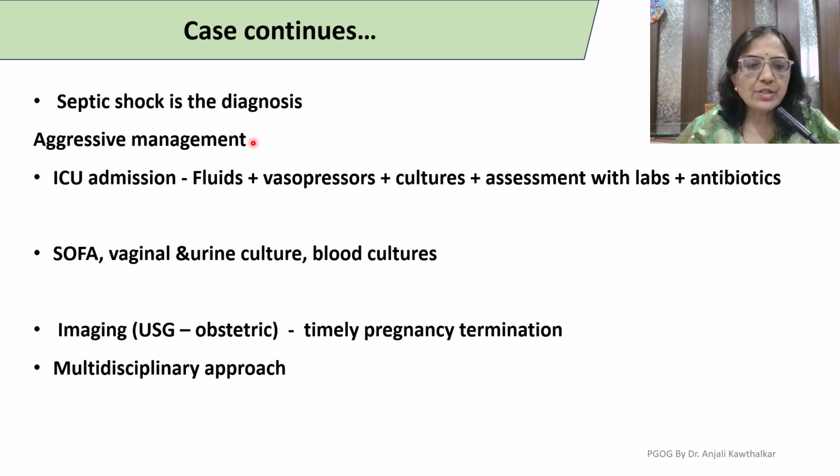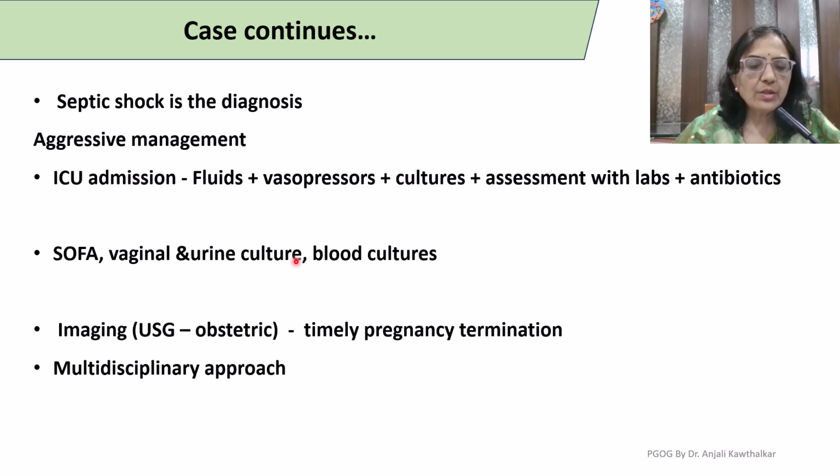So unfortunately, she has progressed to septic shock because of the neglect of her PPROM for a very long time. We can assume that she has severe chorioamnionitis. So aggressive management is necessary in this case. ICU admission with the four-prong approach: fluids, cultures, ongoing assessment with laboratories and SOFA, antibiotics. And as already with the IV fluids, she has persistence of hypotension, she needs vasopressors also.